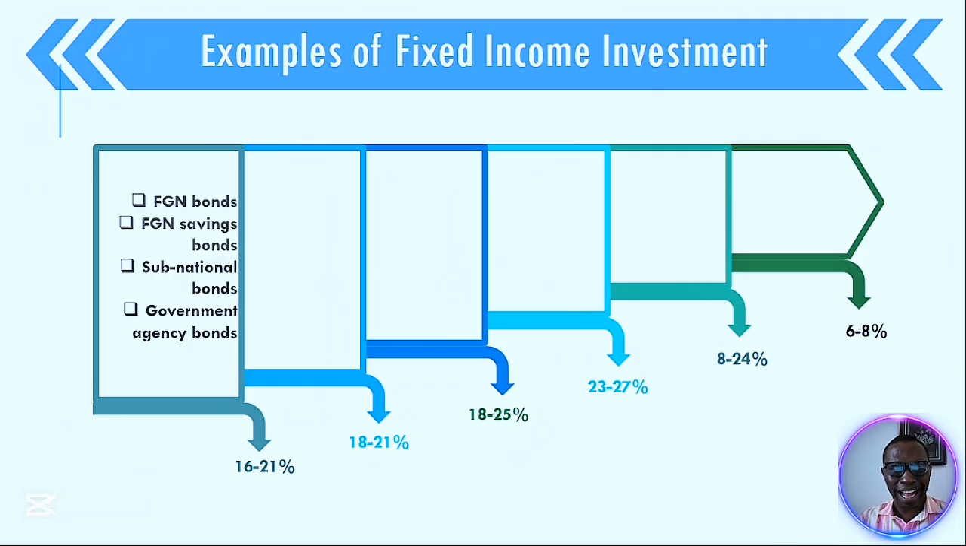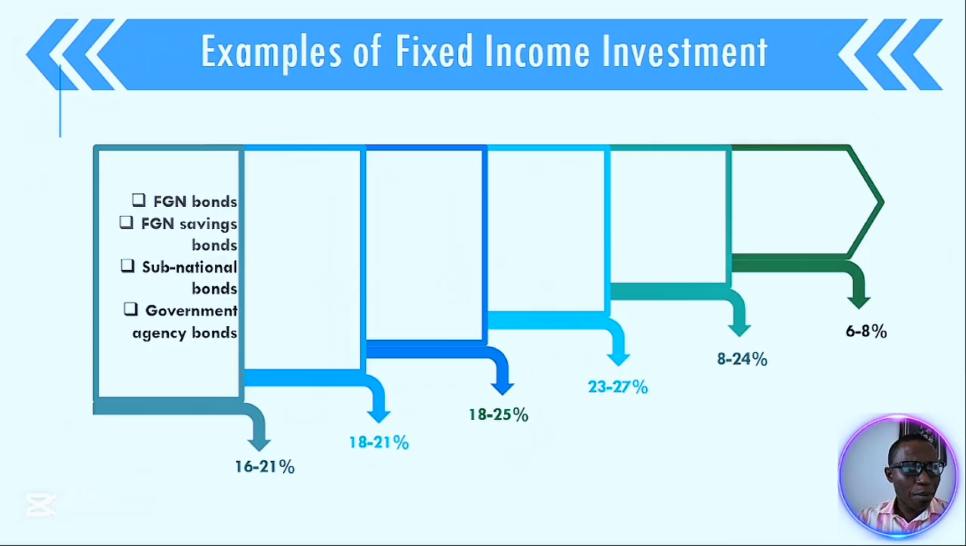I hope you understand. Then the last one, which is government agency bonds. Government agency bonds means government parastatals are also permitted to issue bonds to the public. So maybe they want to carry out a particular project, they can issue bonds that, okay, we are giving you this percentage if you give us this amount. And they will usually come through stock brokerage firms or through issuing houses. That's the way government bonds work in general.